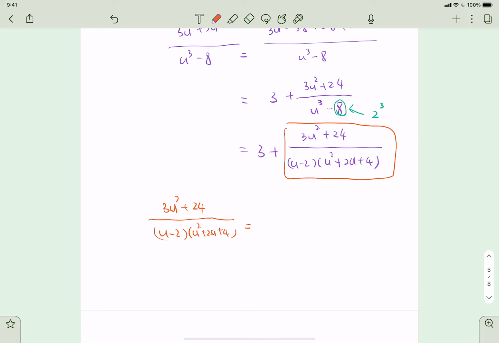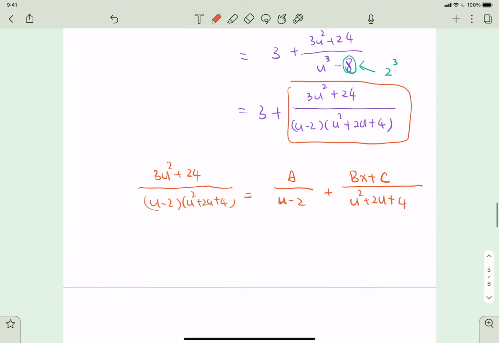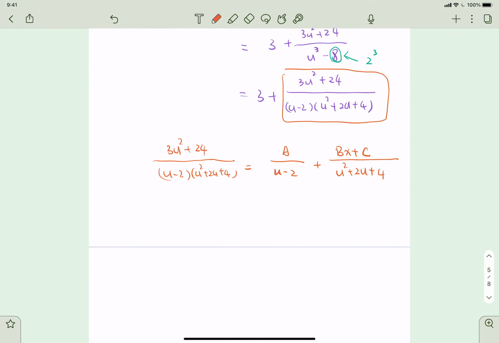is going to be decomposed into the first term first, this one, right? 1 over a over this. Okay. And then we're going to do the second one, u squared plus 2u plus 4, right? And because it's of degree 2, so we have bx plus c, the degree 1 term on top of that. And we're going to multiply through, right? Multiply through 3u squared plus 24 is going to be equal to a times u squared plus 2u plus 4 plus this bx plus c times u minus 2, right?